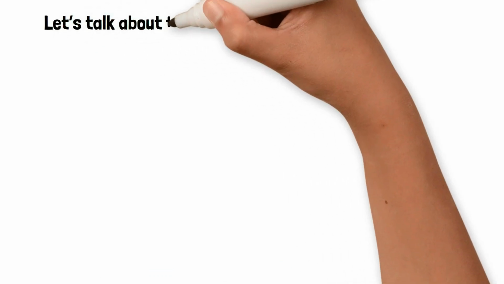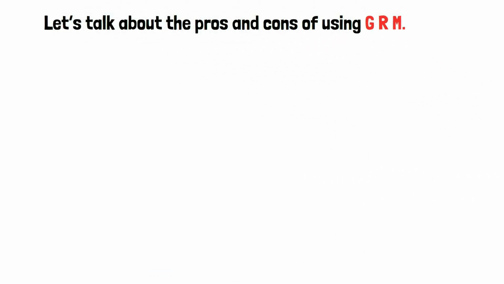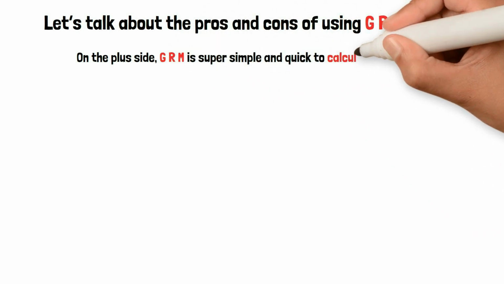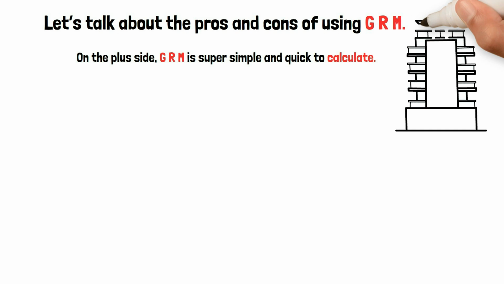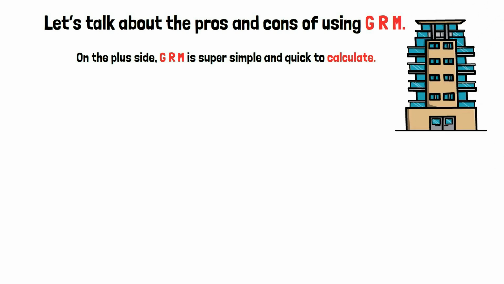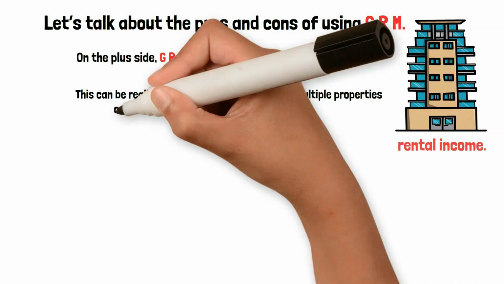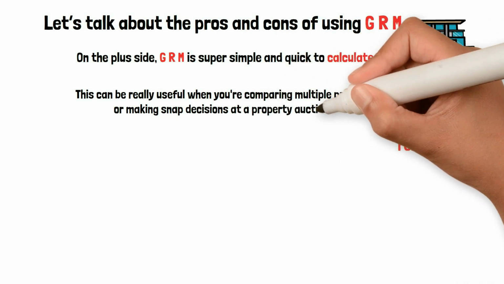Let's talk about the pros and cons of using GRM. On the plus side, GRM is super simple and quick to calculate. It gives you an immediate sense of whether a property is overpriced or underpriced relative to its rental income. This can be really useful when you're comparing multiple properties or making snap decisions at a property auction.